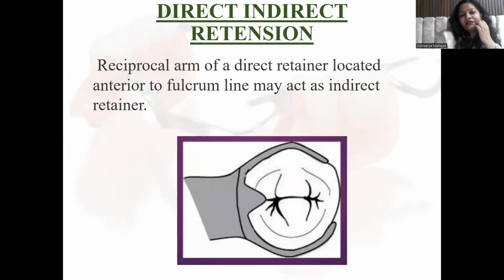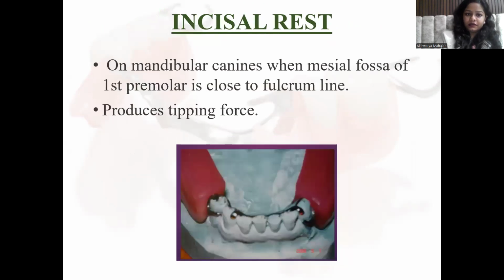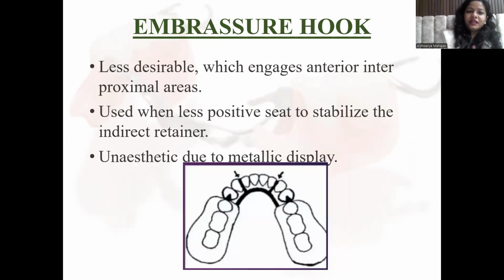Then direct indirect retention. The reciprocal arm of the direct retainer located anterior to the fulcrum line may also act as an indirect retainer. Then incisal rest on mandibular canines, when the mesial fossa of the first premolar is close to the fulcrum line and produces tipping forces. These can be used. Then embrasure hooks. These are less desirable, which engage the anterior interproximal area, used when less positive seat is available to stabilize the indirect retainer, and unaesthetic due to metallic display.